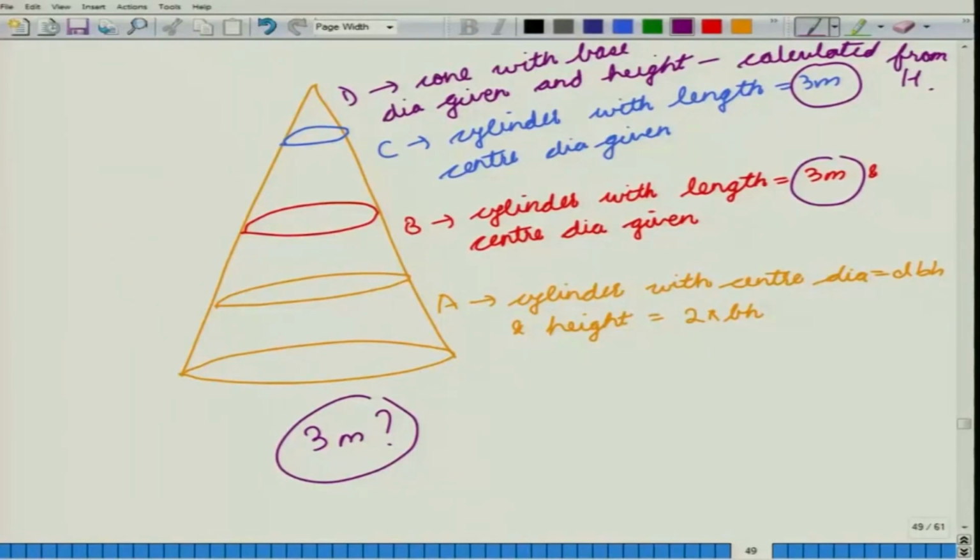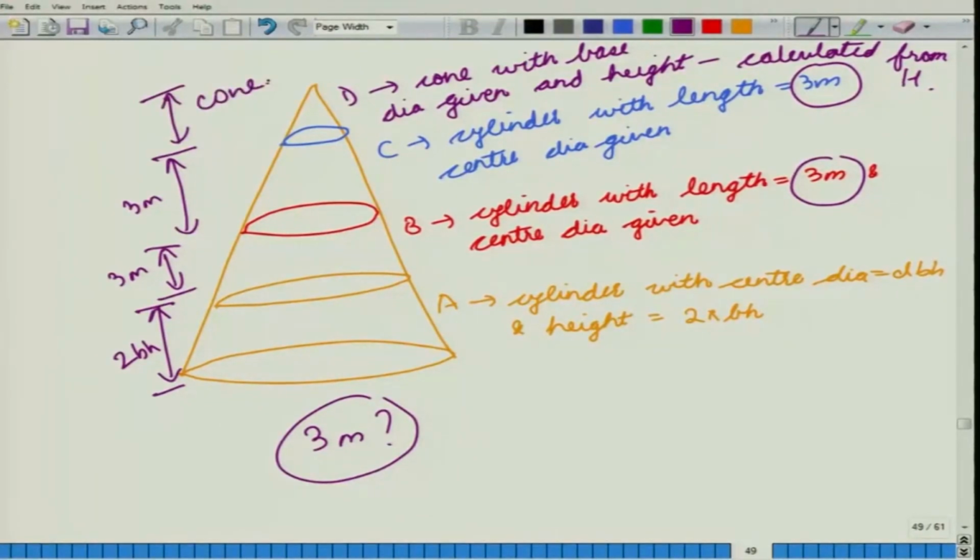Now, if you are given any such problem, the first section would always have a height of twice the breast height. You could have n number of sections with a height of 3 meters. In this case we had only two sections, but we could have n number of sections. The topmost section would always be a cone whose base diameter would be given and whose height would be given, because we are cutting the tree at these points.